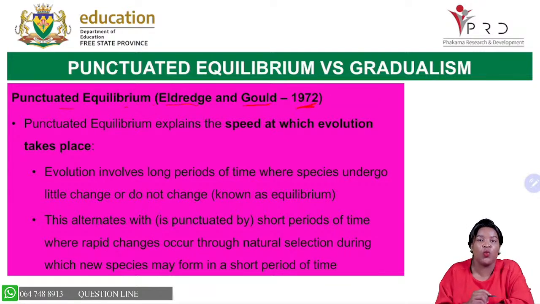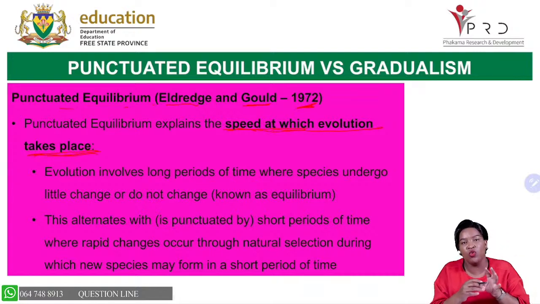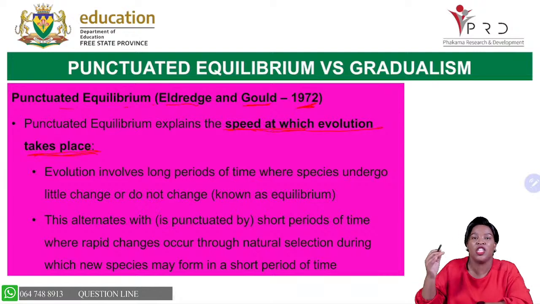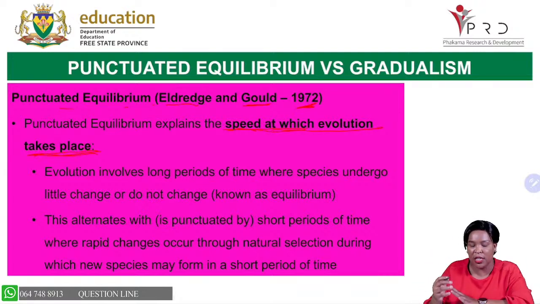Punctuated equilibrium is what they came up with. They said evolution took place in this way. Punctuated equilibrium speaks to the speed at which evolution takes place. Meaning, there was a time when there was no evolution, followed by a period of rapid change. So they are explaining evolution in that way, to say it's the speed at which evolution takes place.